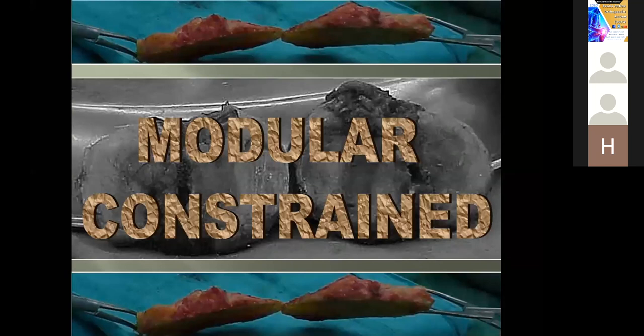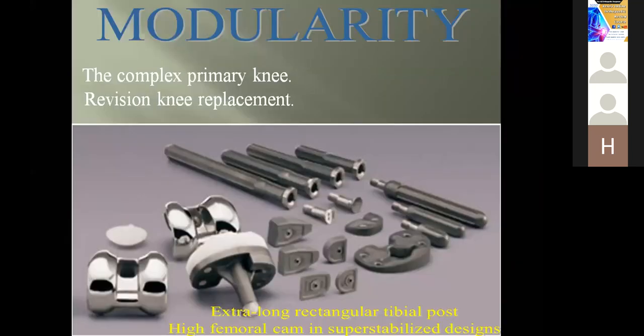Going for the modularity and the modular constraints, you have to have all these in every knee arthroplasty operation. That's because many of our primaries are comparable to a difficult revision. Also, you may have sudden surprises inside the operation, such as stress fractures, unnoticed preoperative deficiency, or fractures of one of the condyles, so you have to have all these in every primary case you have.